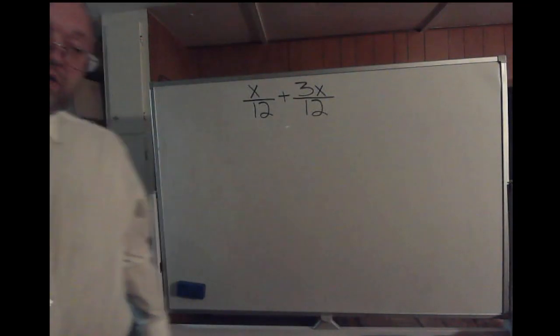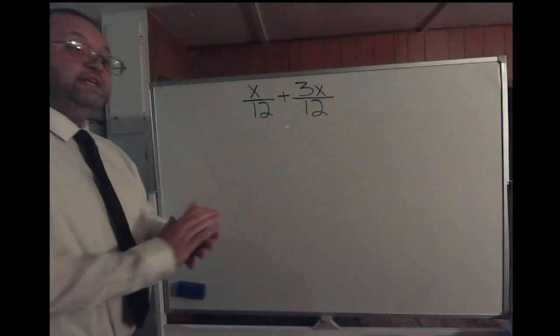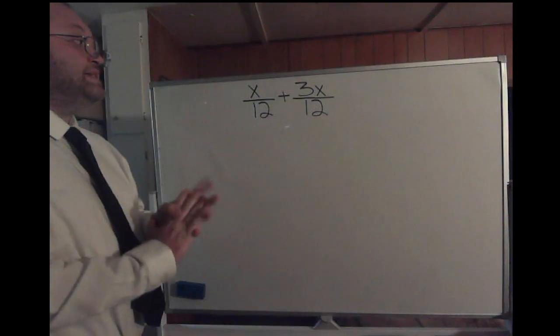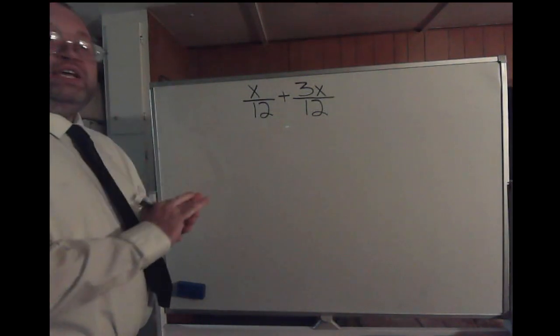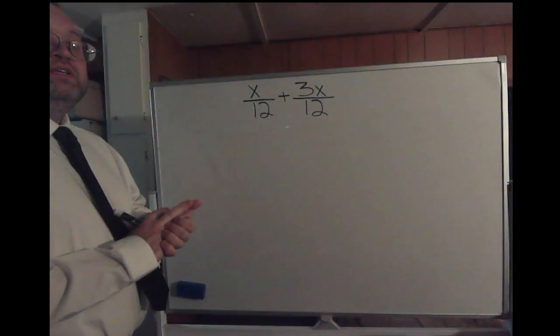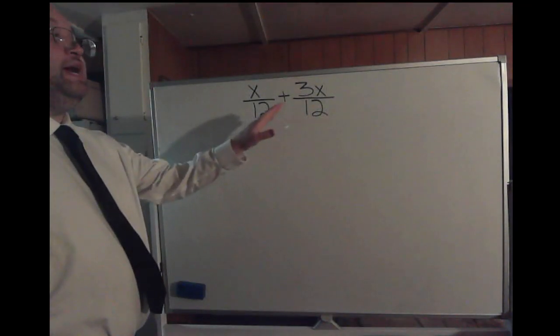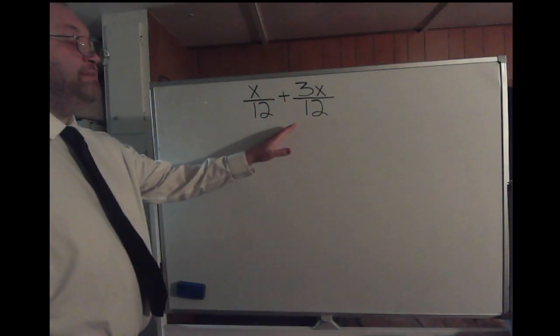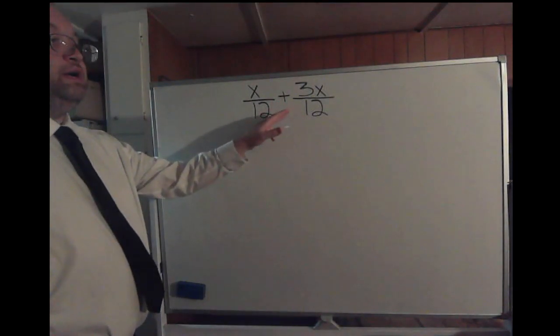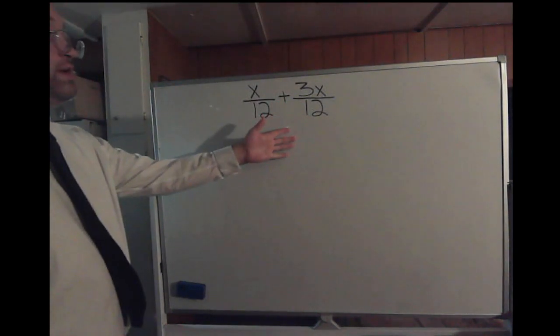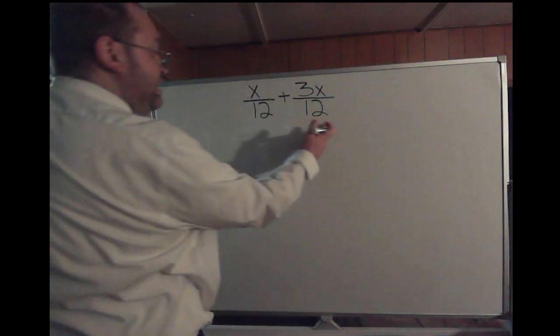Hello everybody, welcome into another lesson. So today we are going to add and subtract algebraic fractions. And just like regular fractions, of course the goal is you want to have a least common denominator between both of your terms. In this case we already got it. Our least common denominator is 12.